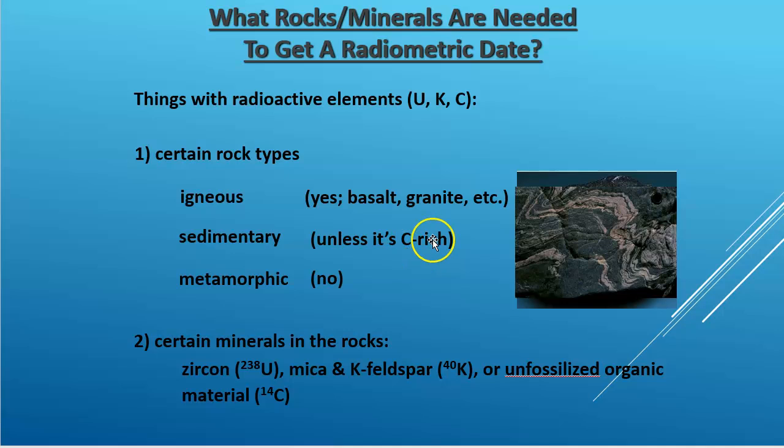You can do some sedimentary rocks if there's carbon rich. There's some bones or shells or things in there that have carbon that we could use. But igneous rocks, this is where all the glory is, right? Because of that crystallization process. Those minerals or those atoms that are floating around, we suck in those unstable ones and lock them into our mineral, and then they start to decay. So at that very beginning, we know there's no daughter in there, right?